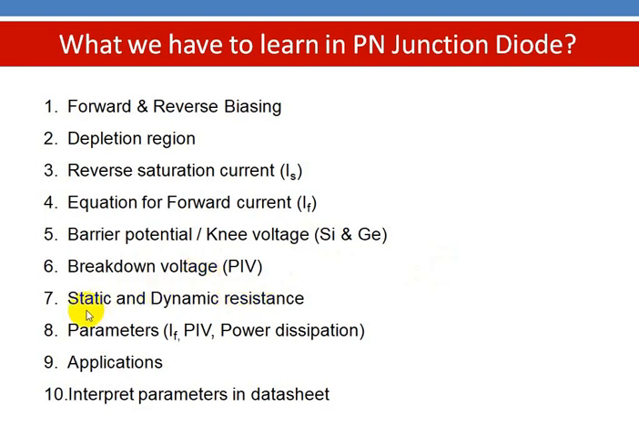Static and dynamic resistance. Static means the fixed resistance of the device, and dynamic means the resistance offered by the device in conduction. Similarly, parameters like forward current, peak inverse voltage, which is nothing but the reverse voltage applied across the device, and power dissipation. So the power, how much power is dissipated in the device.